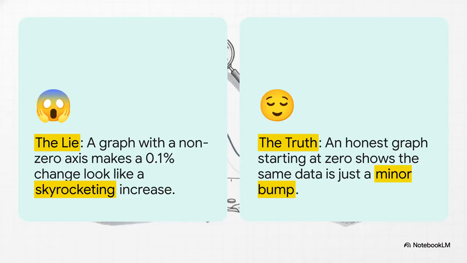And here it is in the wild. Check out the graph on the left. By starting the axis at 3%, that tiny little hop from 3.1% to 3.2% suddenly looks like a terrifyingly steep climb. It's built to make you panic. Now, look at the right. That's the honest graph. When the axis starts at 0, where it belongs, you see the truth. That skyrocketing rate was just a tiny little bump. It's the exact same data, just telling two completely different stories.